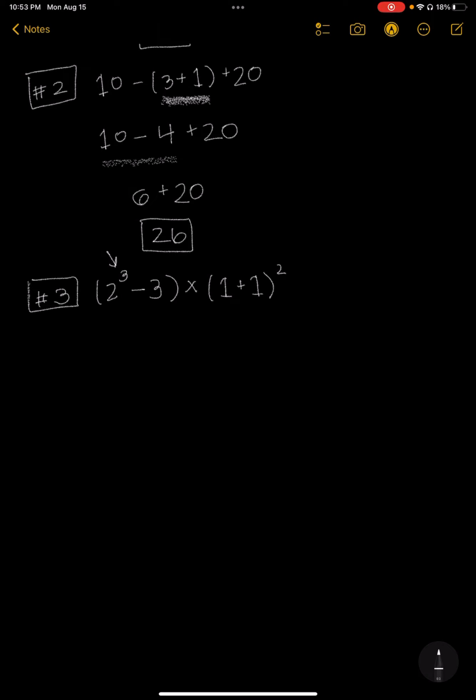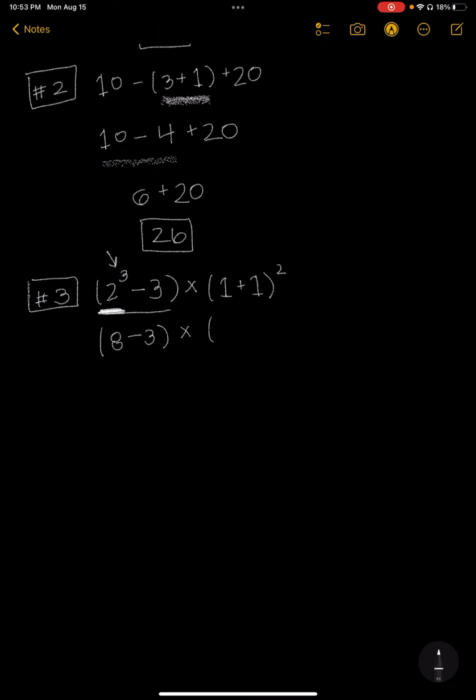So just for this left set of parentheses, we would start with this 2 cubed because exponents come before subtraction. So we know 2 cubed is 8 because that's 2 times 2 times 2, and 2 times 2 is 4, times 2 again is 8. So I'm going to say 8 minus 3, and then times.